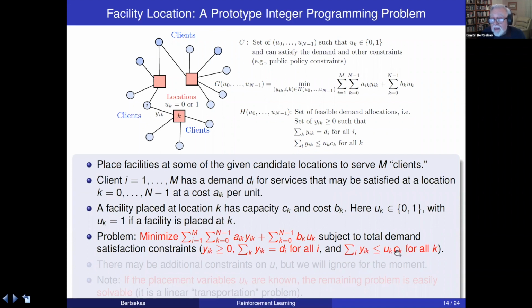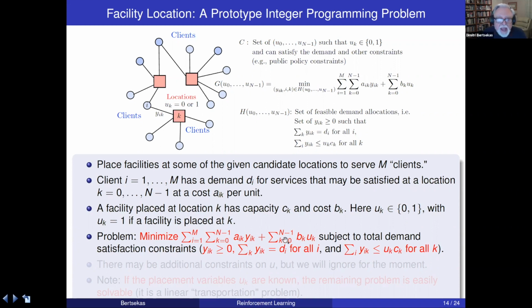at location K, at facility K, assuming the facility is built at location K, this can only serve demand up to a level CK. In other words, the total demand that's being served at location K should not exceed CK if UK is equal to 1, and no demand can be satisfied at location K if there is no facility that we have built at location K.